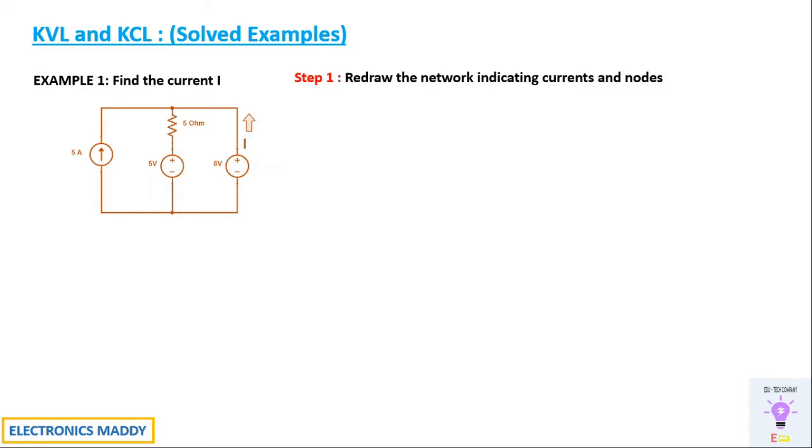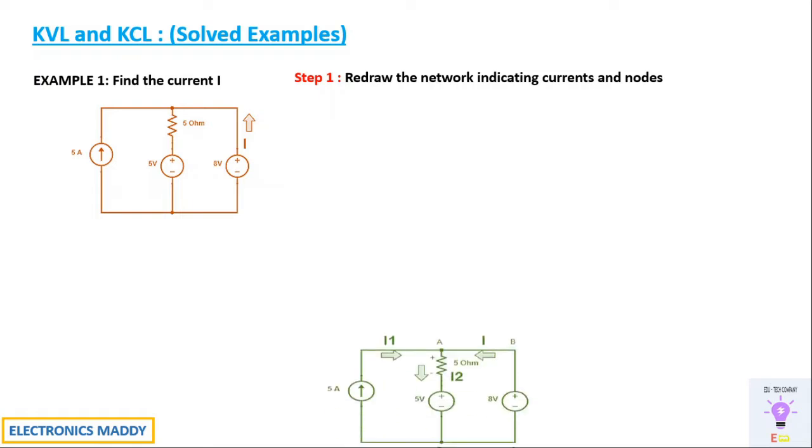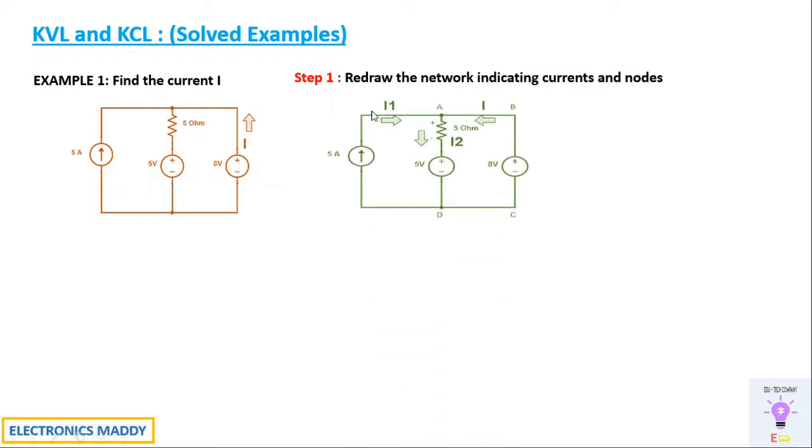First and foremost step is to redraw the network indicating currents and nodes. This is one of the most important steps that should be followed in each and every problem. This will give you a great analytical vision of how to approach these types of problems. So I have given the directions of current. The direction of 5 amperes is in this direction, so I have labeled that as I1, and I've given the direction that is the same as that given here.